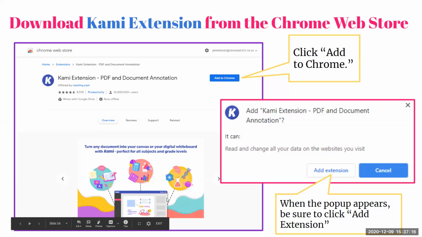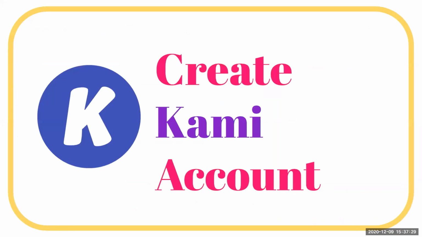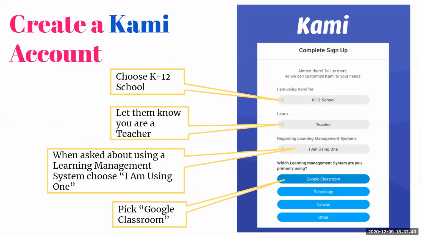So what it's doing is it's just going to always be there, and you're always going to work from this little Chrome extension icon. And that's where it's different from DocHub. And you are going to create a Kami account the first time you go in. Just log in with Google, use your long clovisusd.k12.ca.us email, and then it's going to prompt you for all these little questions.